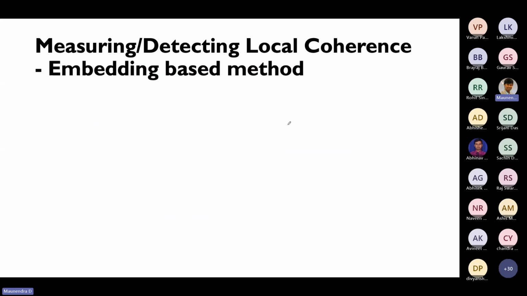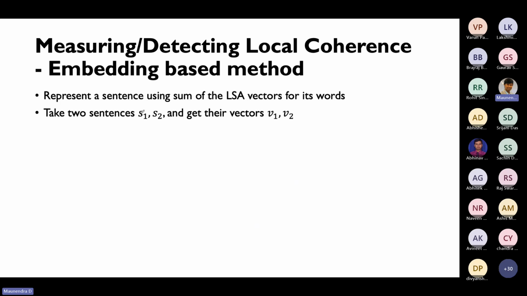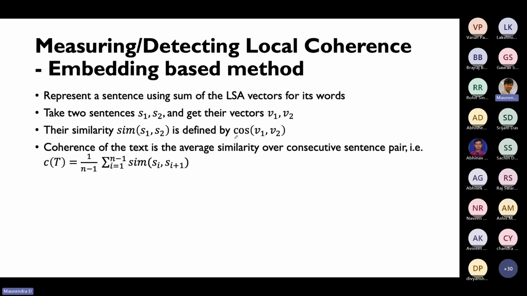So let me then talk about the next method for measuring or detecting local coherence. Here, suppose we represent a sentence using some representation scheme. It can be anything. Represent sentence using any kind of embedding that is of your choice. Then you take two sentences S1 and S2, and applying this technique, you get their vectors V1 and V2. And the similarity can be defined by any metric. Again, cosine is a specific instantiation of a similarity metric, but it can be any metric.